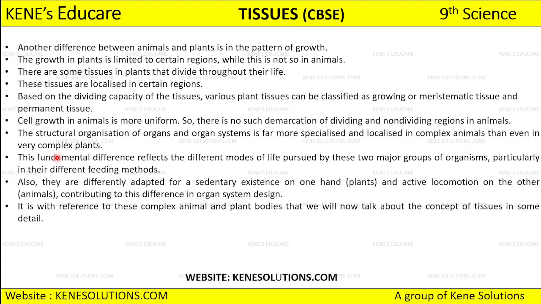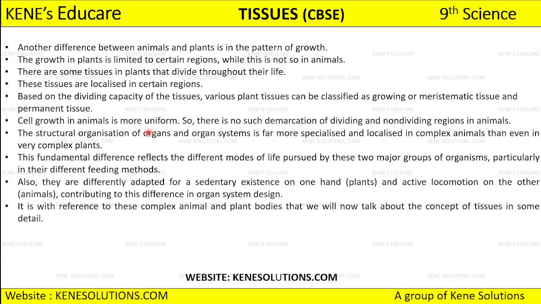Here it is said that cell growth in animals is more uniform. Whatever kind of cell growth occurs in animals is more uniform compared with plant cells. With respect to animal tissue, there is no demarcation of dividing and non-dividing regions. Because animal cells grow uniformly, there are no such demarcations that exist in animals.